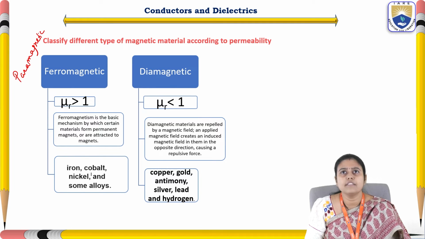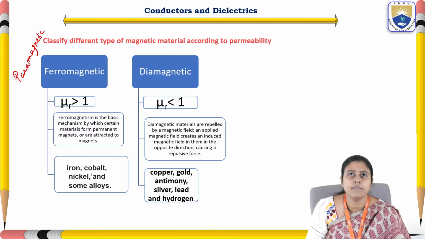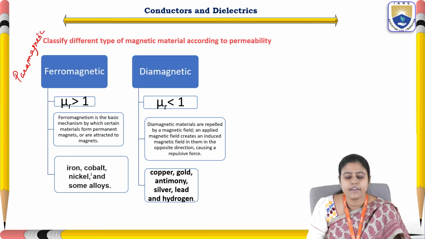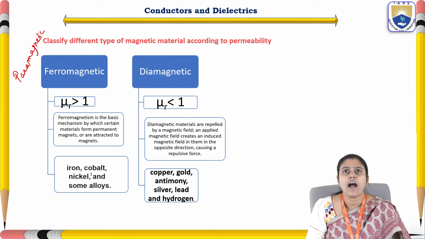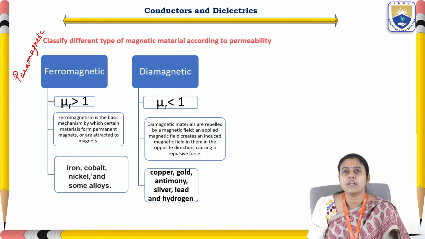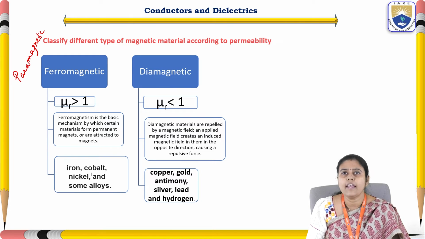Ferromagnetism is the basic mechanism by which certain materials, like iron, form a permanent magnet or are attracted to magnets. If we bring anything near to it, it will be attracted by the magnet. What are the examples? Iron, cobalt, nickel and some alloys.